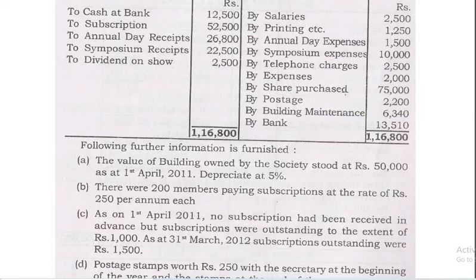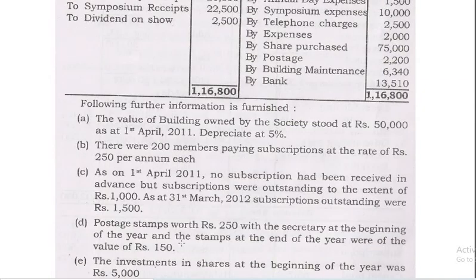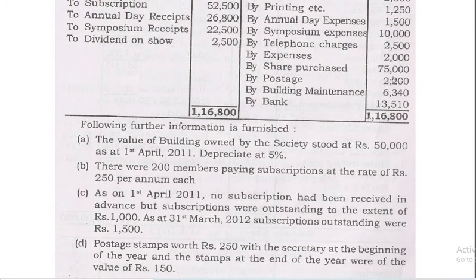Shares purchased, it's an investment, already investment is there here, 5,000 or so. To that you have to add 75,000 in the balance sheet, because that is not a revenue expenditure. Postage 2,200. Regarding that I already told, what is the postage stamps used during the year, or postage expenses, that you have to find out. For that, opening balance, add postage incurred or purchased, less closing stock, so you will get postage expenses for the current year.